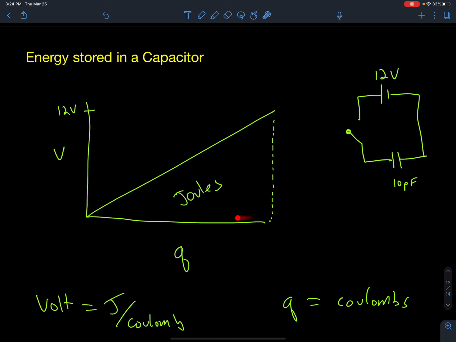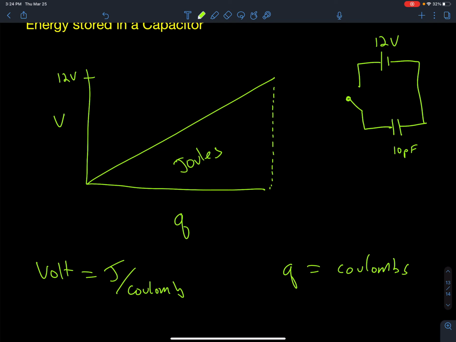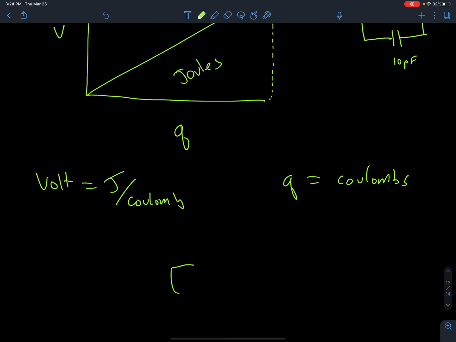that should technically give me the total energy. But you see here it's a triangle, as it's ramping up. So the area under that is going to be 1/2 of 12 times the total charge. So a formula that we have for energy in a capacitor is 1/2 my total charge stored times the voltage, 1/2 QV.